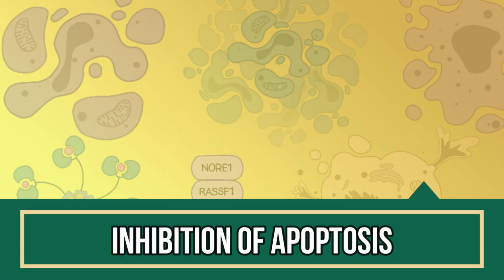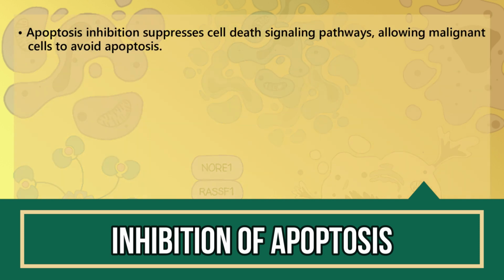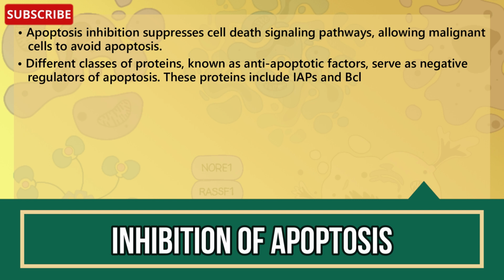Inhibition of apoptosis. Apoptosis inhibition suppresses cell death signaling pathways, allowing malignant cells to avoid apoptosis. Different classes of proteins known as anti-apoptotic factors serve as negative regulators of apoptosis. These proteins include IAPs and BCL2.